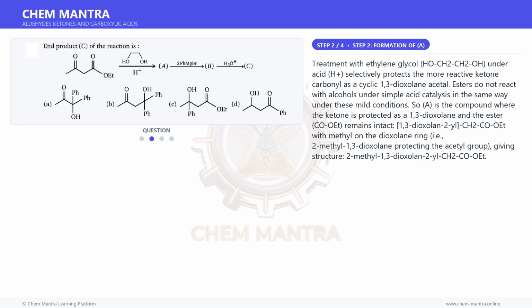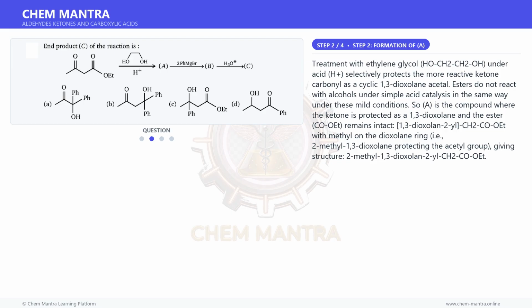Treatment with ethylene glycol, OCH2CH2O, under acid H+, selectively protects the more reactive ketone carbonyl as a cyclic 1,3-dioxolane acetal. Esters do not react with alcohols under simple acid catalysis in the same way under these mild conditions.